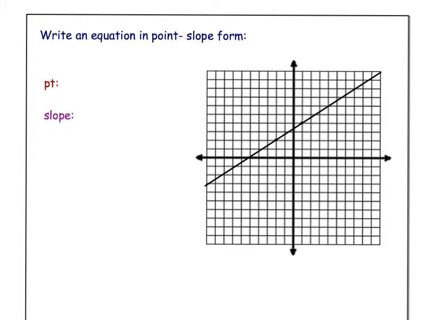Then we want to look at the slope between the 2 points. So I'm going to rise and run from this point to the second one. 1, 2 up, and 1, 2, 3 over. So that makes our slope a positive 2/3. And now it's just like the problem on the previous slide, and we can write it in point-slope form.